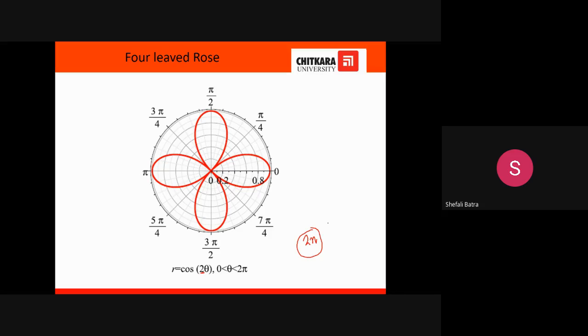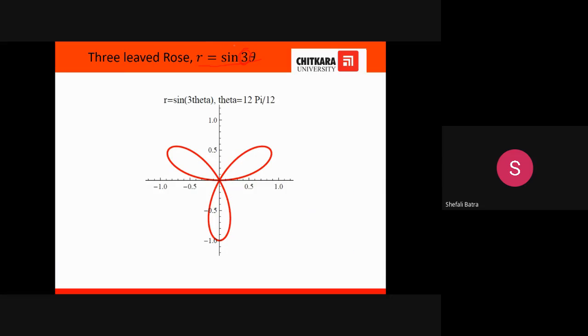So if n is even, then there would be 2n leaves. If n is odd, then there would be n leaves, right? So here n is what? Even, so we'll be having 2 into 2, 4 leaves. So 1, 2, 3, 4 leaves, right? And here n was odd, so we'll be having n leaves, 3 leaves, so 1, 2, 3 leaves.